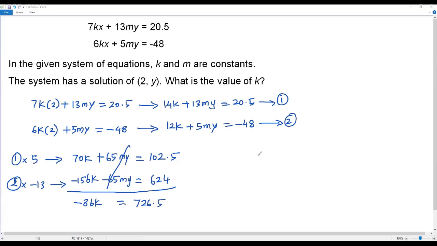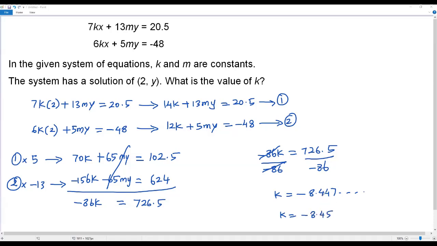Let me take the equation over here. Now I have negative 86k equals 726.5. Since I want to solve for k, I have to get rid of the negative 86, which is multiplied by k. For that, I divide both sides by negative 86. The negative 86 cancels out, and I'm just getting k on the left side. On the right side, I keep the negative sign as it is. When I divide 726.5 by 86, I'm getting 8.447, and it keeps going. When I round this value to the nearest hundredth, I'm getting negative 8.45.